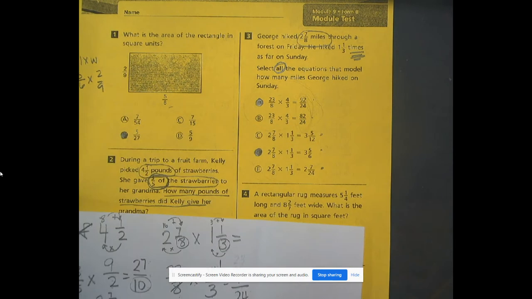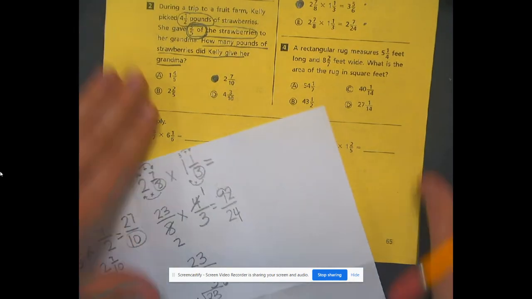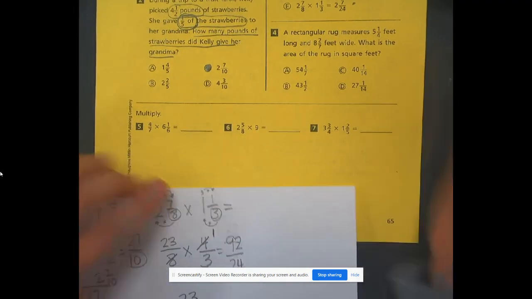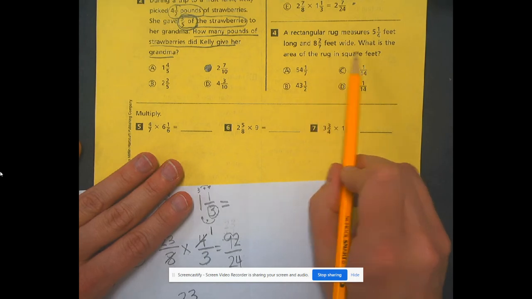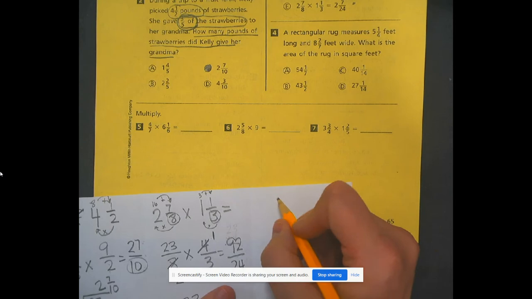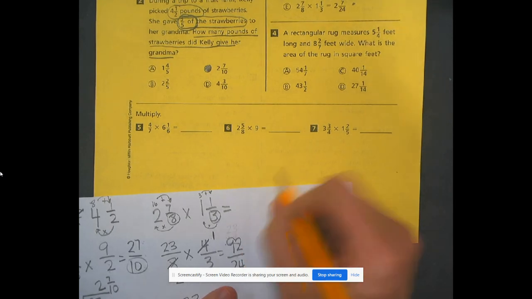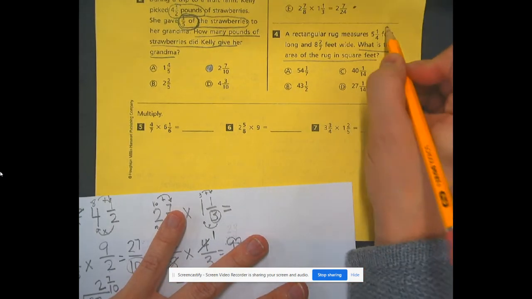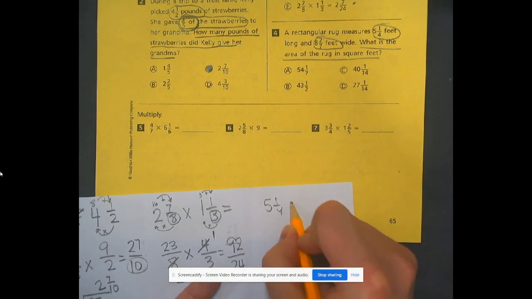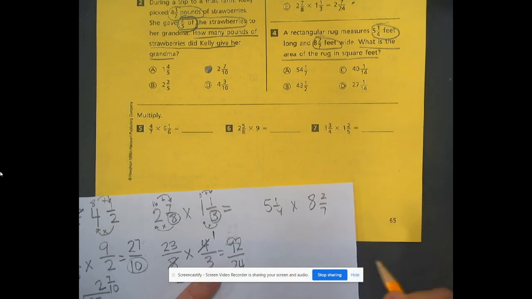Okay? Number 4, a rectangle rug measures 5 1/4 feet long and 8 2/7 feet wide. What is the area of the rug in square feet? What do we need to do? We need to find the area. How do we find area? Length times width. So what are we going to do? Multiply what? Good. 5 1/4 times 8 2/7.